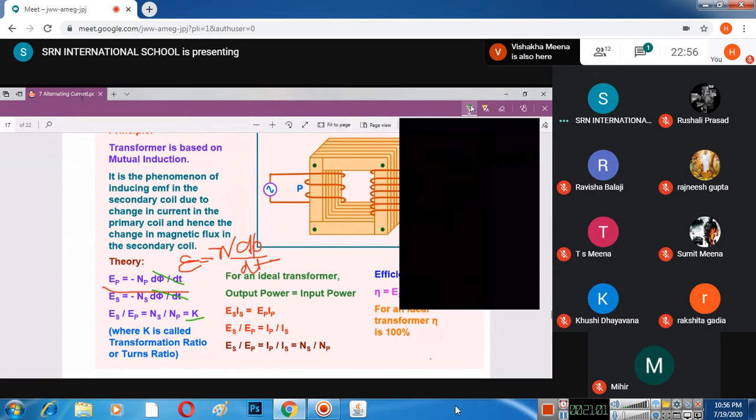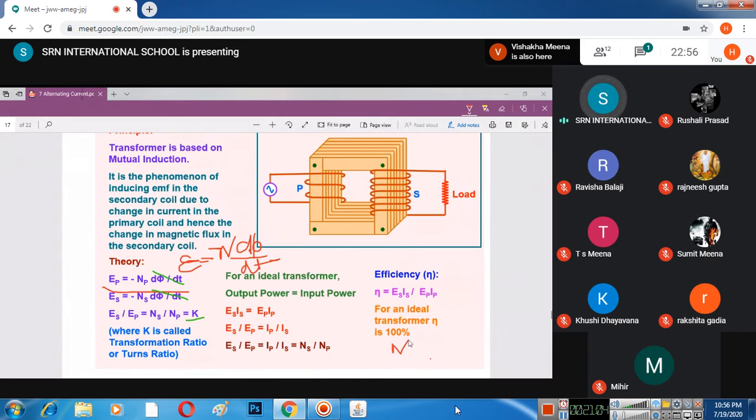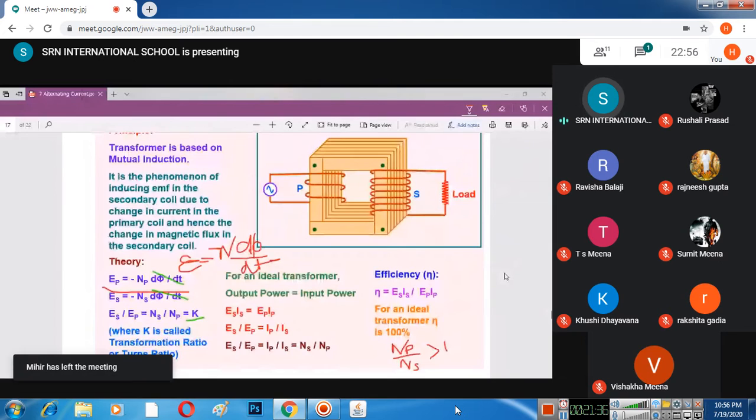Now see, if your NP divided by NS is greater than 1, which kind of transformer is it? The number of turns in the primary is more as compared to the number of turns in the secondary. That means it is a step down transformer. Is it clear? The number of turns in primary is more as compared to the number of turns in the secondary.